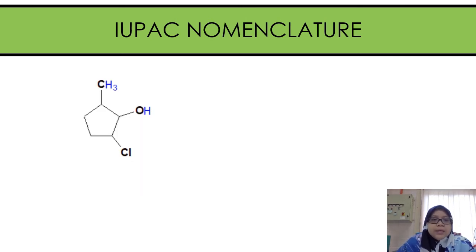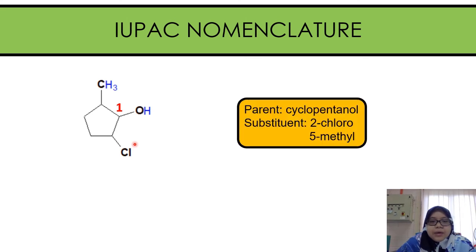Okay, how about the second example? So we have a cyclic compound. We know that our functional group will become the parent. So this is our parent. The first carbon is the carbon attached to the functional group. So this is our first carbon. And then this one is second, third, fourth, and fifth. Why is this one second? Because this one is chloro and this one is methyl. So chloro will come first before methyl. So chloro will get the lowest number, in alphabetical order. So our parent is cyclopentanol.